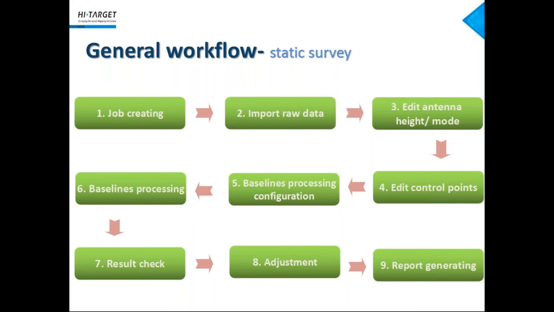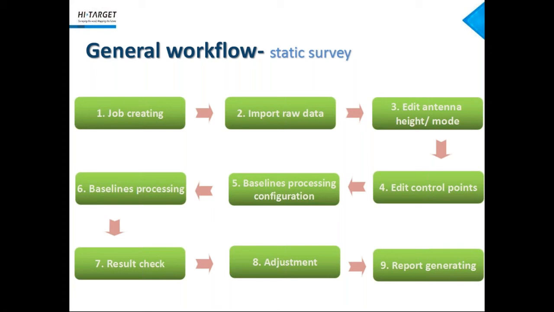Now we're going through the typical working flow for static survey data processing. Actually, the software design follows this working flow, so you may feel it's quite easy and similar to the last section. Start from job creating, give basic information and specification, coordinate system, then importing raw data, add the antenna height and the mode. We can just do it in manipulation error. The mode added here means we can set the data as a static survey or dynamic survey.